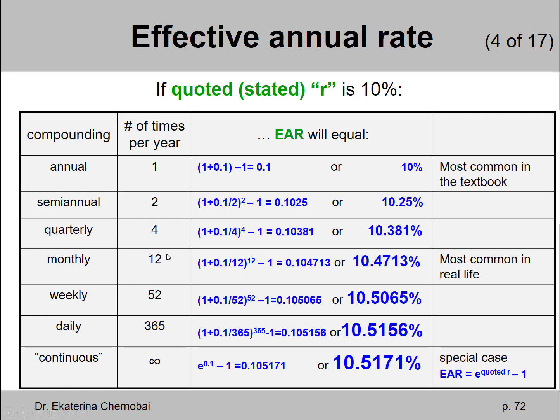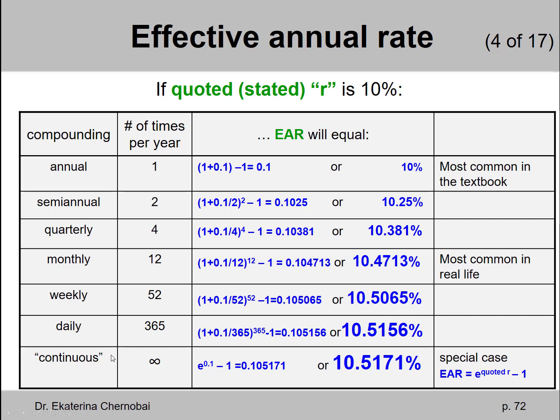Or monthly, which is 12 times a year. The effective rate is even higher, 10.4713%. And this is actually very common in real life. A lot of things in life assume monthly compounding. Loans, credit cards, rents, most things are compounded monthly. Then you can think of weekly compounded or 52 times with an even higher effective rate. Daily, 365 times, even higher effective rate.